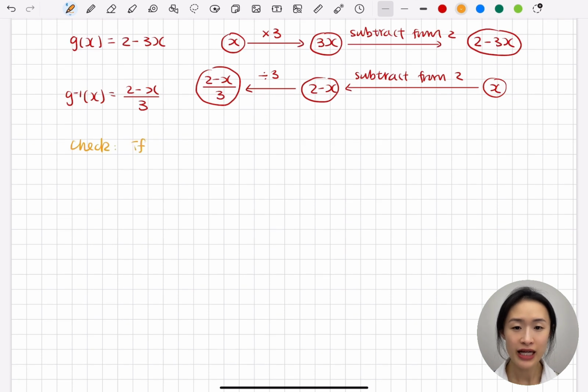So let's check. If x is 5, g(5) is going to be negative 13. Now g inverse of negative 13, well, that gives us 5. And as you can see, it is 5. So that means we've got the correct g inverse.